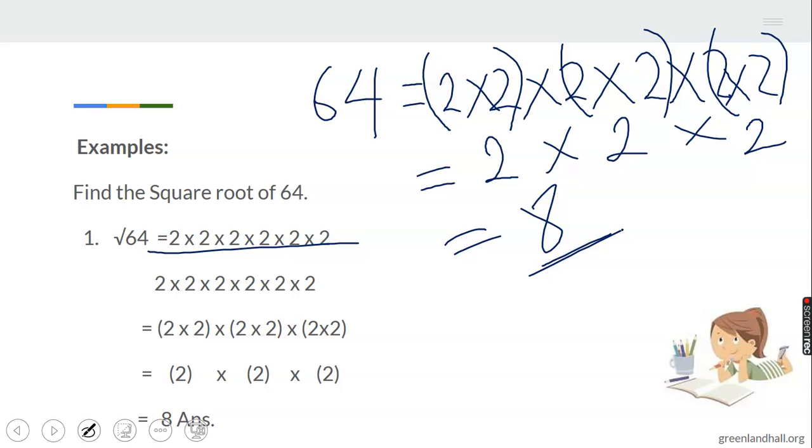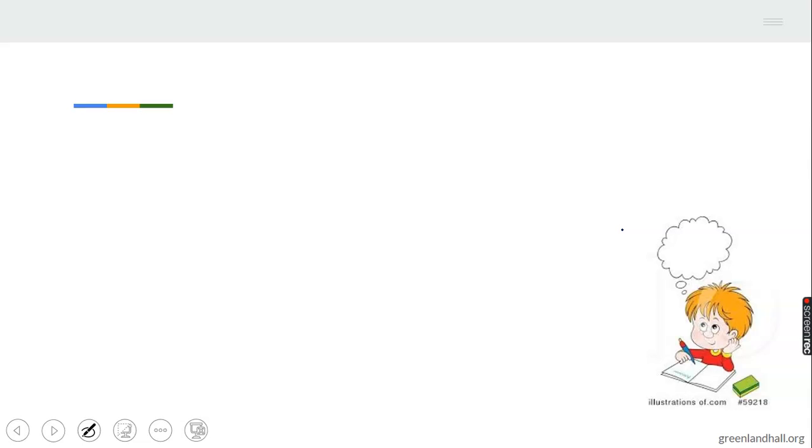I have another method. You remember in maths, there's more than one way to skin a cat. Good. So we are going to look at another method by which we can do this. Let's consider this slide here. Okay. Now we have 64.